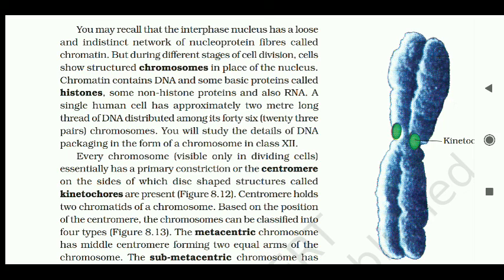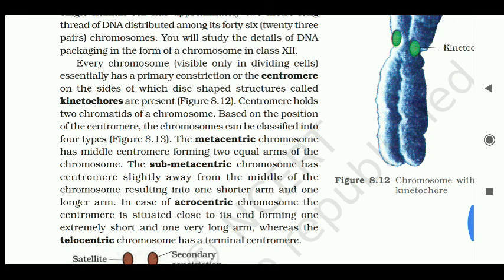The submetacentric chromosome has a centromere slightly away from the middle of the chromosome, resulting in one shorter arm and one longer arm. In case of acrocentric chromosome, the centromere is situated close to its end, forming one extremely short and one very long arm, whereas the telocentric chromosome has a terminal centromere.